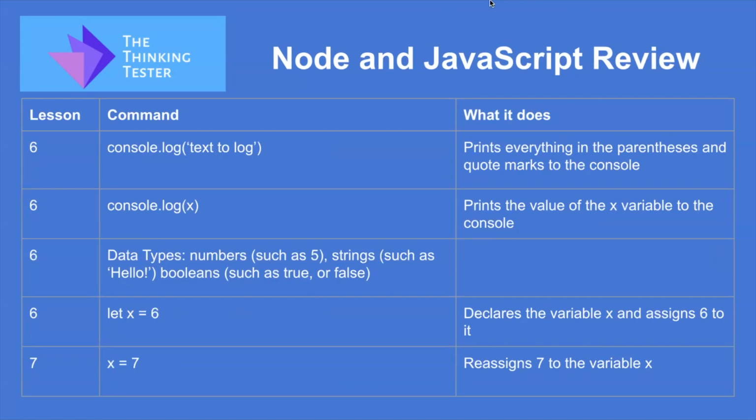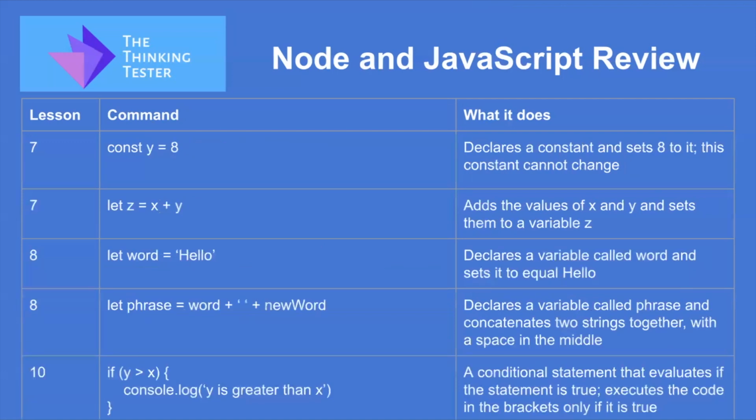We learned about data types: numbers such as 5, strings such as hello, and booleans, which are true or false. We learned how to declare a variable with the let command. Let x equal 6 declares the variable x and assigns 6 to it. We also learned how to reassign a variable. If we say x equals 7, the x variable now equals 7. We learned about the const command, which assigns a variable as a constant, meaning that that variable cannot change.